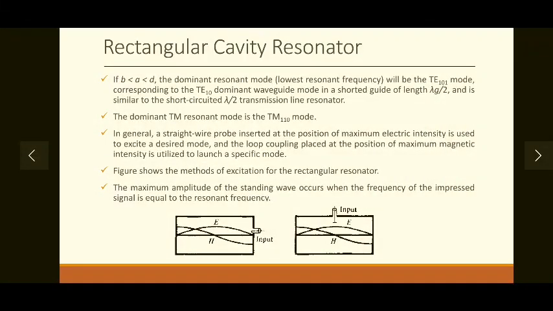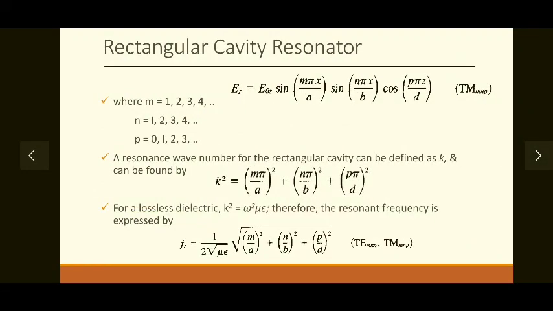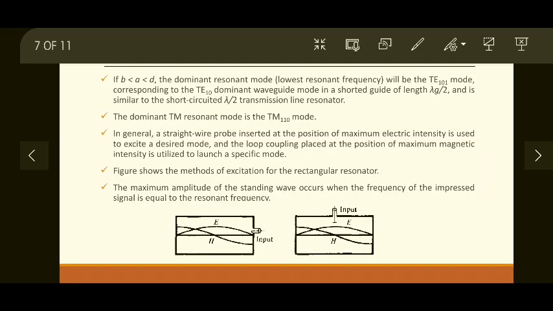We know that conventionally dimension a is always greater than dimension b, and dimension d will be much greater than both a and b. So if b is less than a, and a is less than d, then it is a normal rectangular cavity, that is a normal rectangular waveguide with both ends closed.